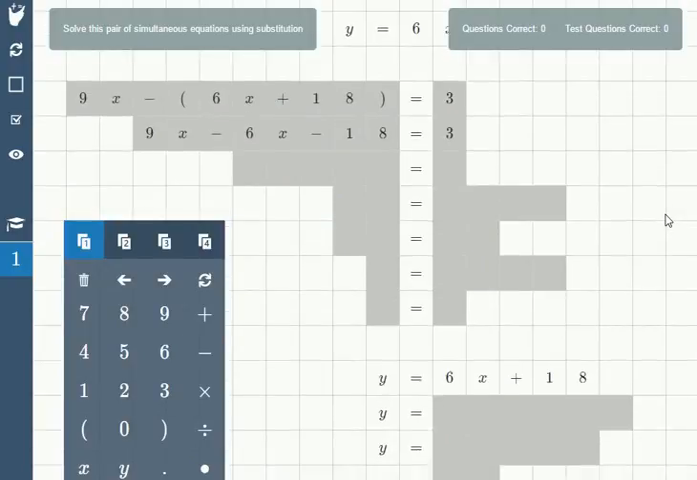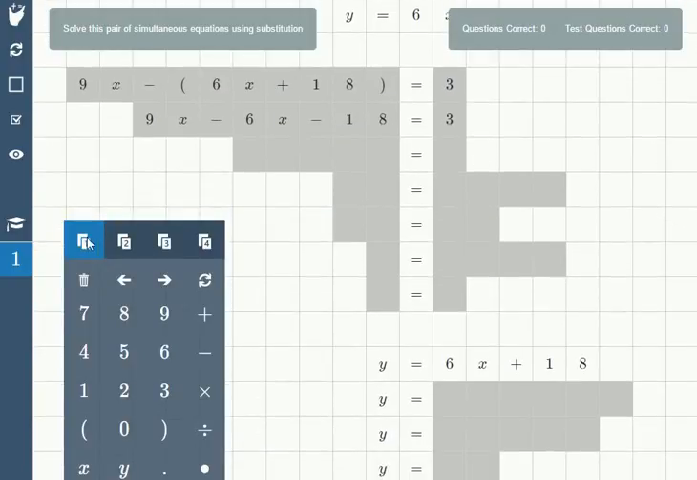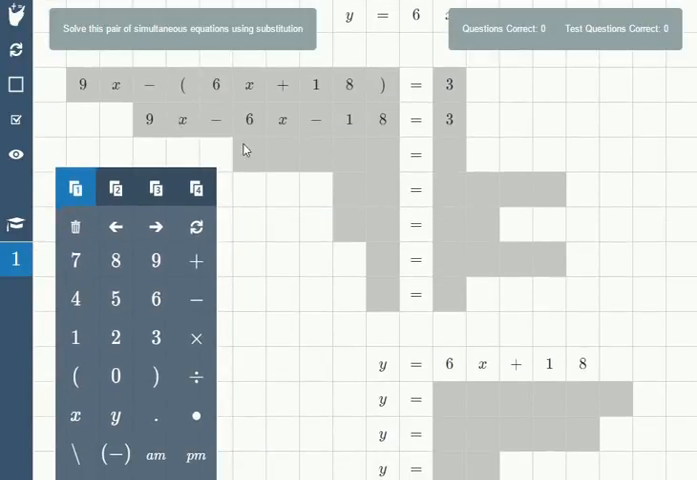Now if we scroll down a bit, we can start to evaluate further and combine our x terms together. 9x minus 6x will give us 3x, and the rest of our equation stays the same. Minus 18, and on the right hand side 3.